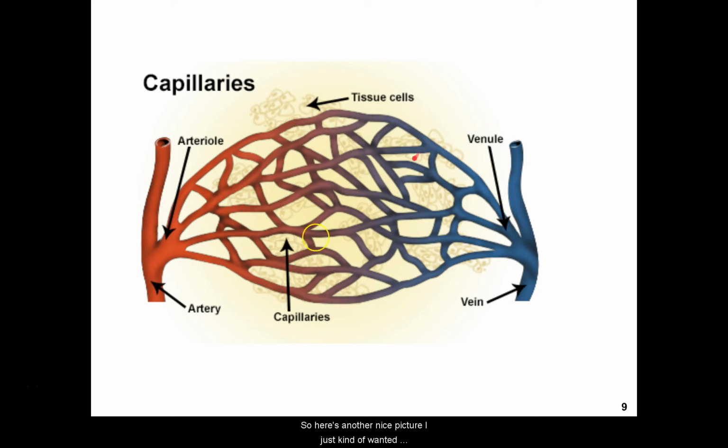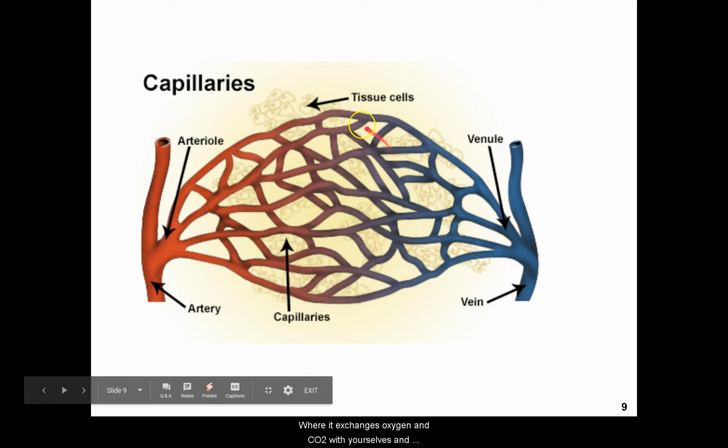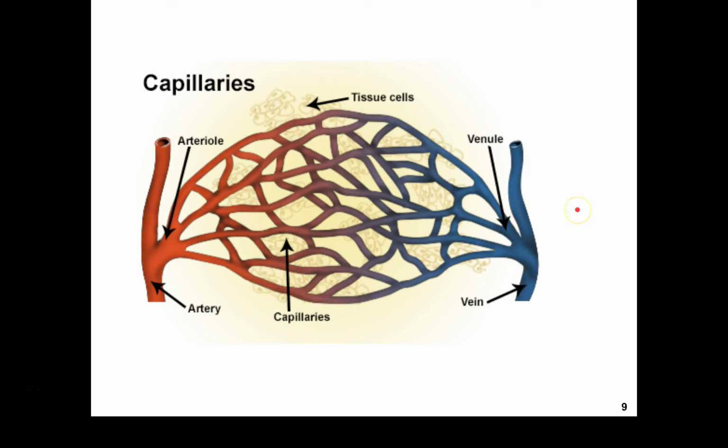So here's another nice picture. I just kind of wanted to simplify things a little bit. It goes from the artery into the arteriole, into the capillary, where it exchanges oxygen and CO2 with your cells, and then the blood flows through the venule back out into the vein, from the vein through the vena cava back to the heart. It's a very simplistic way of thinking about it.